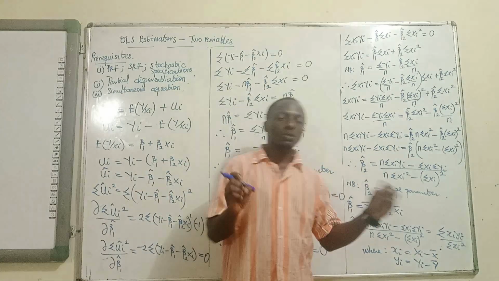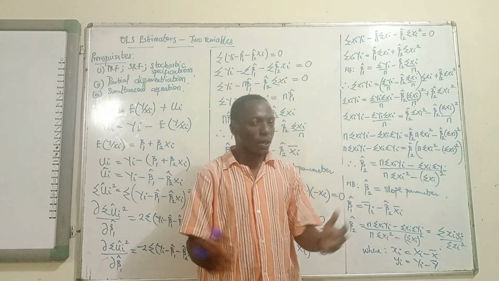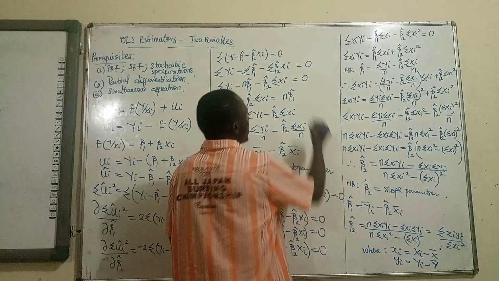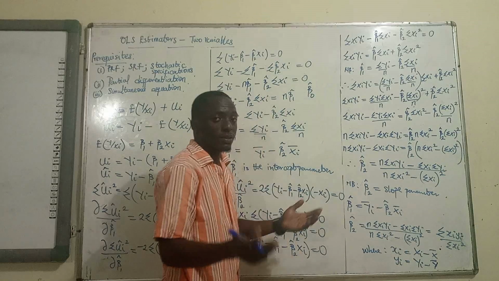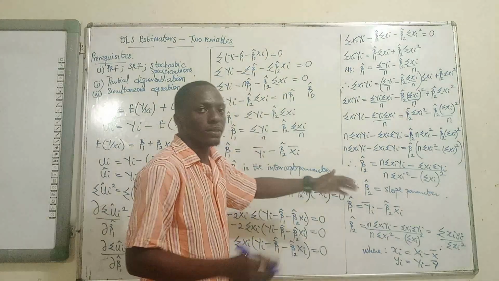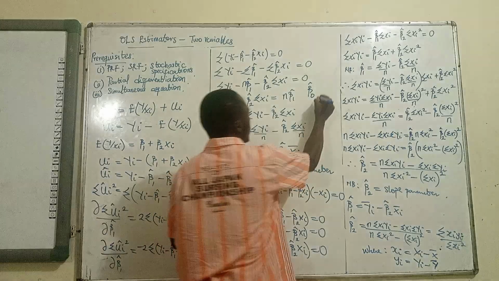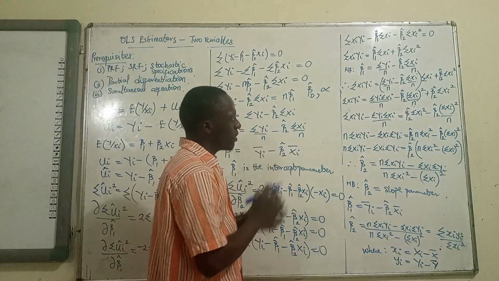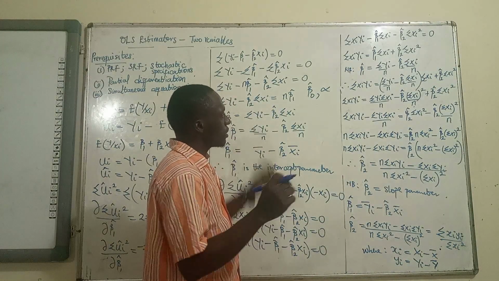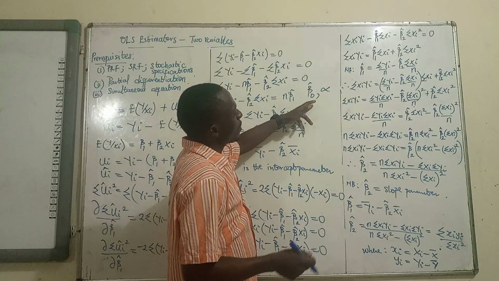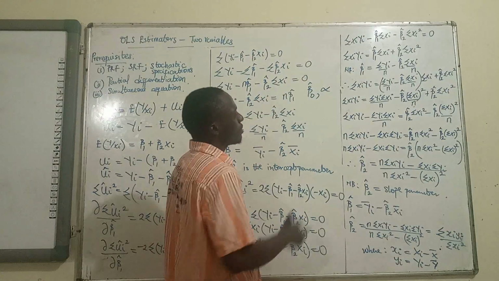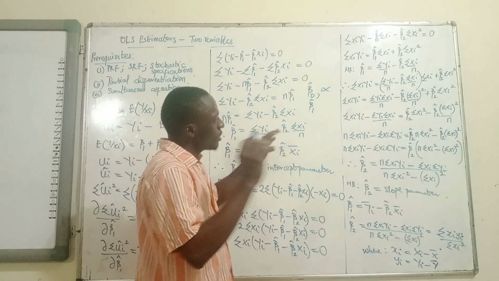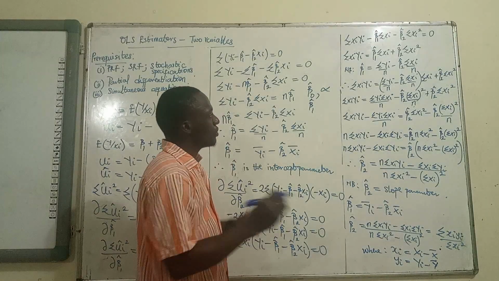Now it's very important to note notational changes. Sometimes your beta 1 cap, the intercept parameter, might be represented as beta 0 cap in some textbooks. The process remains the same, you just change the notation. Sometimes the intercept parameter might be represented as alpha. So it's very important to be aware of the notational differences. If beta naught cap is used as the intercept parameter, then the slope parameter might be beta 1 cap. The process remains the same, you just have to be aware of the changes in notation.